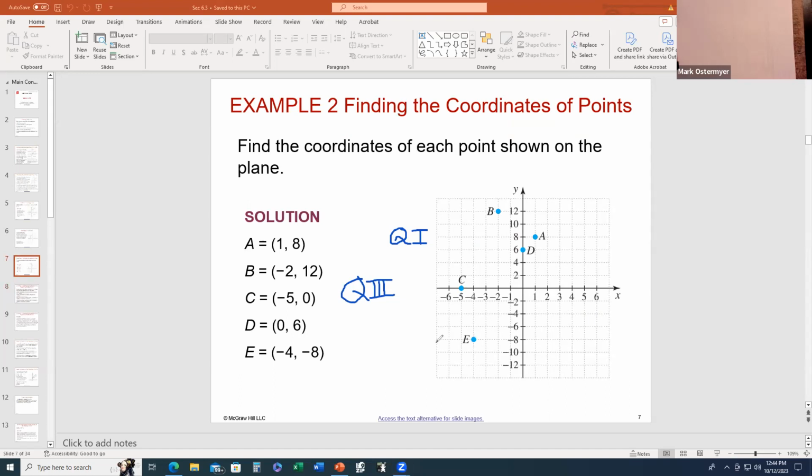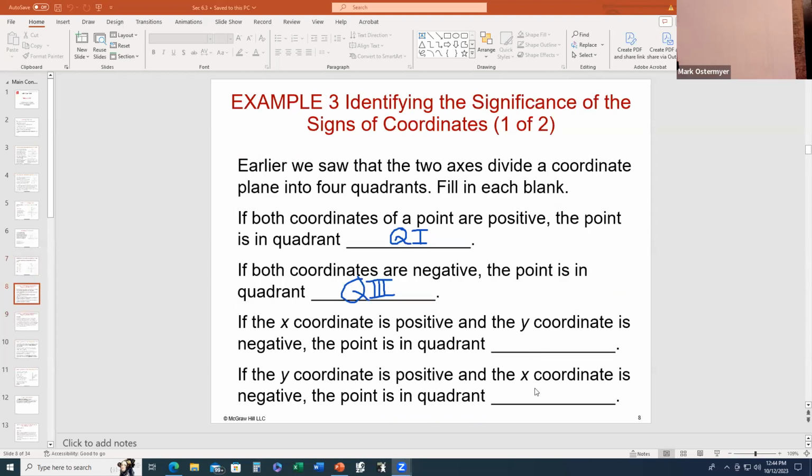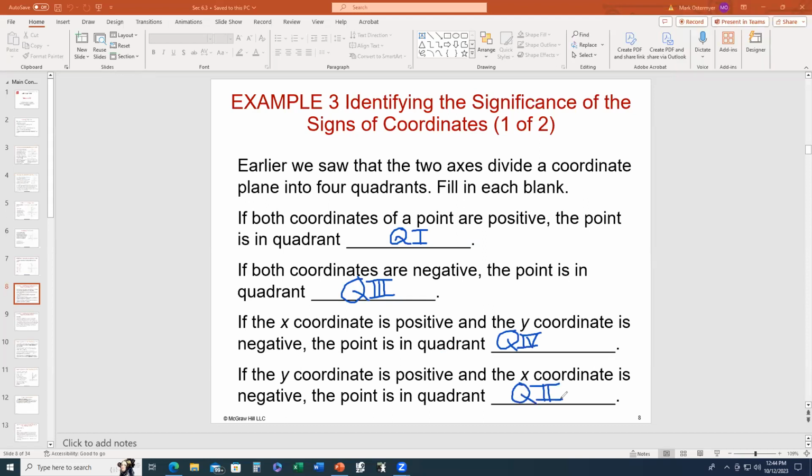All right. Hold on a second. Wait a minute. We'd be in the 4th quadrant. Okay. Quadrant number 4. All right. Finally, and so that's Q with a Roman numeral 4. If the Y coordinate is positive and the X coordinate is negative, we would find ourselves in what quadrant? 2. Quadrant number 2. Okay.